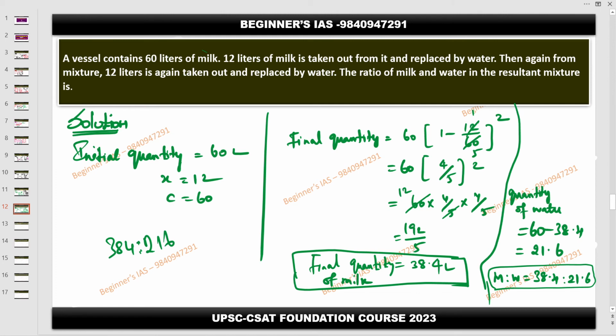Which table? Just give me a minute. Sir, 12.8 is to 7.2, sir. Wait a minute, wait a minute.